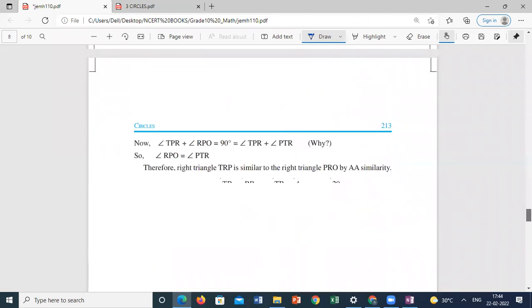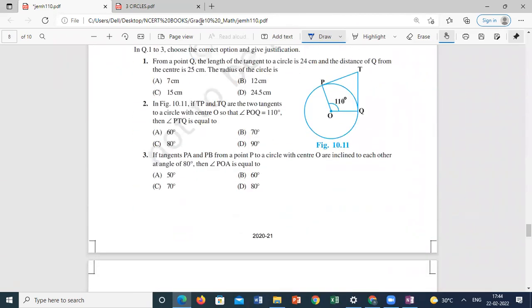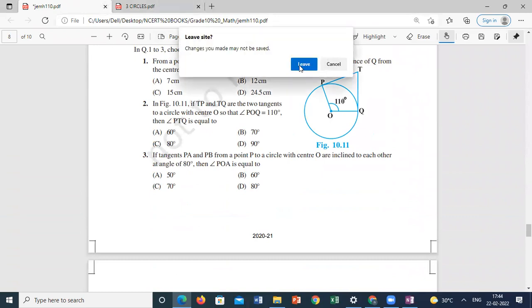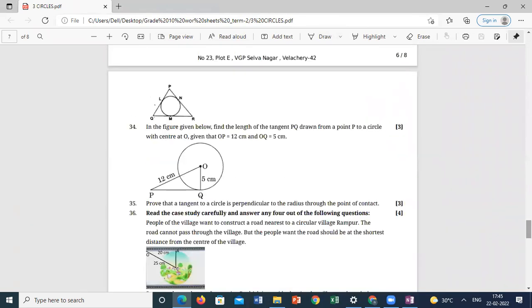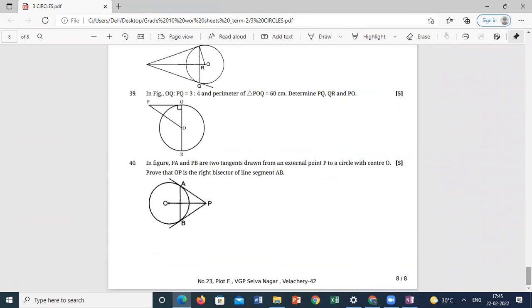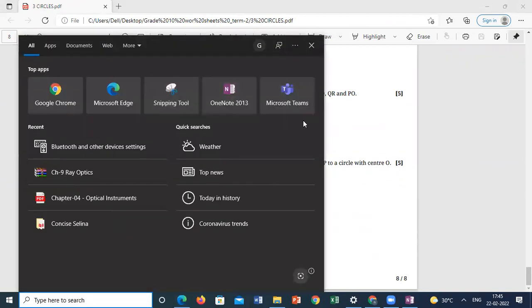Shall we go for some numericals, students? Nice. Yes or no? Shall we start some numericals? Yes, sir. Coming from the back, we will do 5 marks questions.